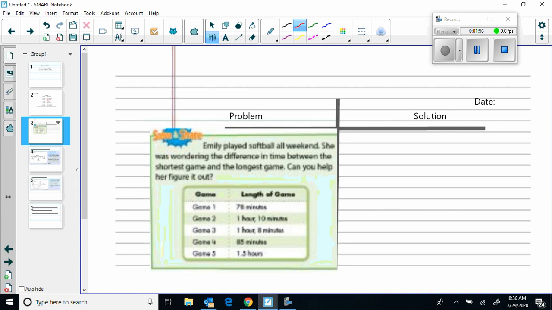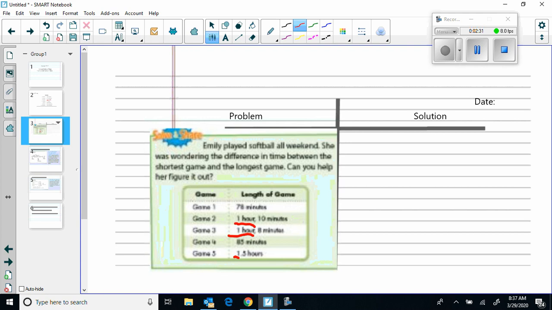So as we look at game 1, it says 78 minutes. Game 2, 1 hour, 10 minutes. Game 3, 1 hour, 8 minutes. Game 4, 85 minutes. And game 5 was 1.5 hours. So just like with everything, when you are converting, you have to keep the same unit. So if you've noticed here, we have minutes, but we also have hours and minutes. So what that means is everything that is an hour, we are going to need to convert to minutes.